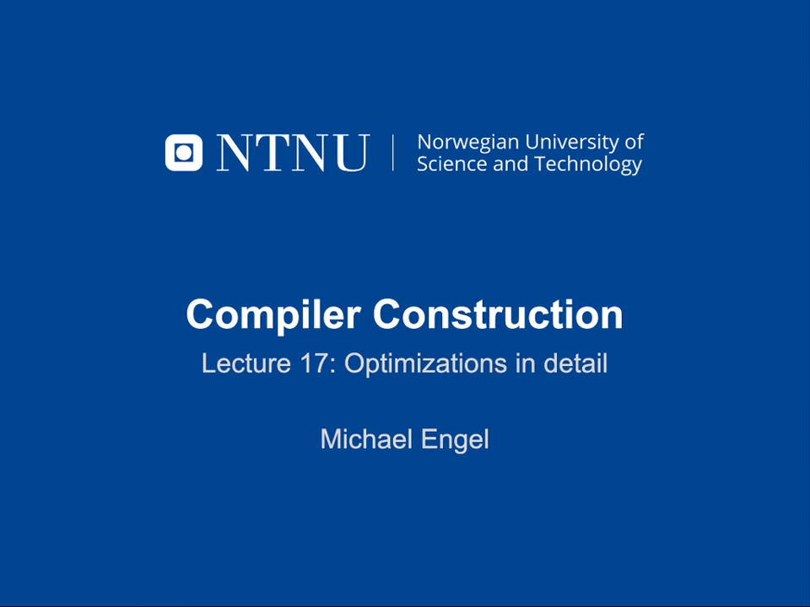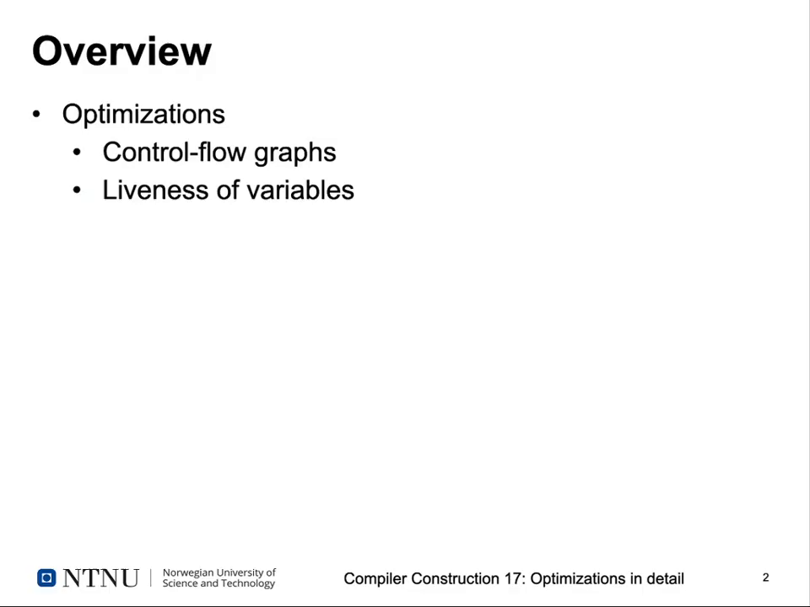Welcome back to Compiler Construction. In today's lecture, we'll take a closer look at optimizations. So this lecture consists of two parts. First, we're going to define a data structure we can use to define and analyze optimizations, the control flow graphs. And in the second part of our lecture today, we'll take a closer look at liveness properties of variables.